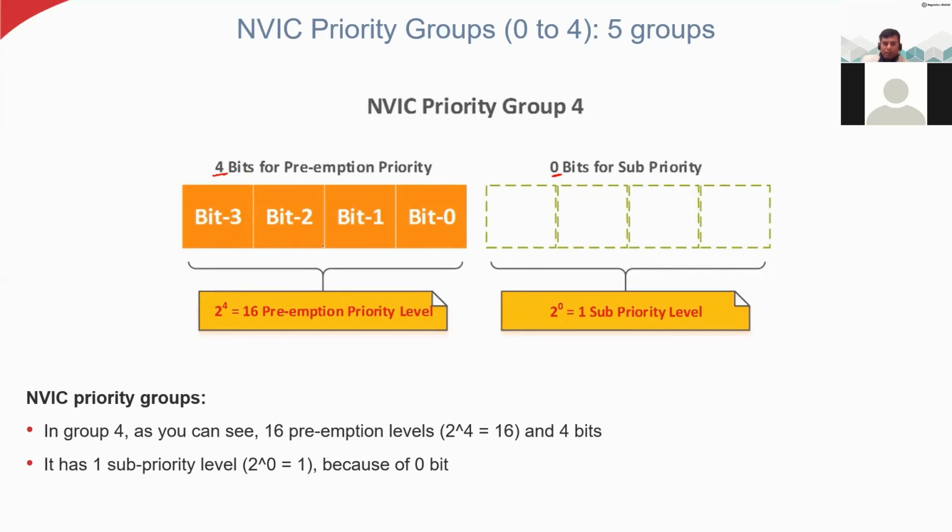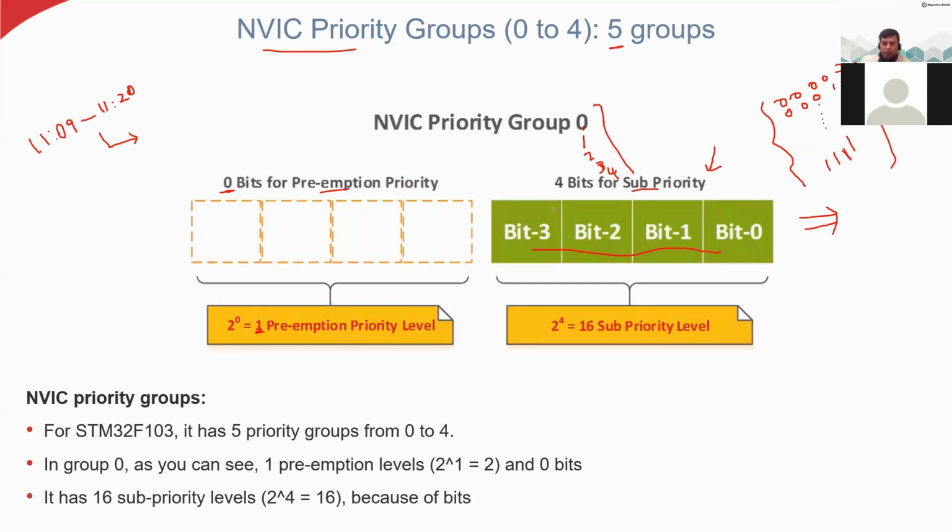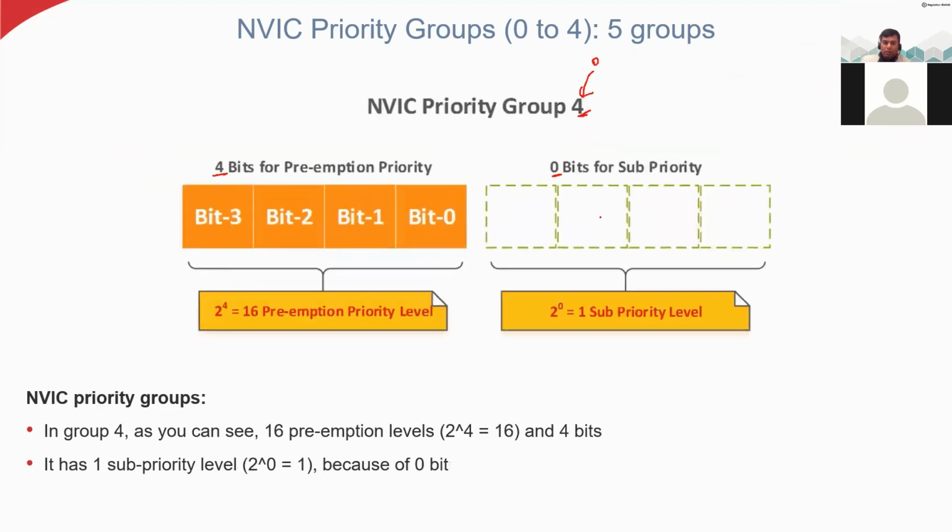So we have 16 preemption priority levels, and 2 to the power 0 is equal to 1 sub priority level. So remember, this group 4 is totally opposite from group 0. In group 0, we have all the bits in the sub priority and preemption was empty. But here it is the opposite. You see here, group 0, we have this green, all the bits are here in sub priority, and here it was empty. So this is totally opposite in group 4. Here all the green bits are 0, no bits here, and all the orange bits are here. So that is indicating preemption.